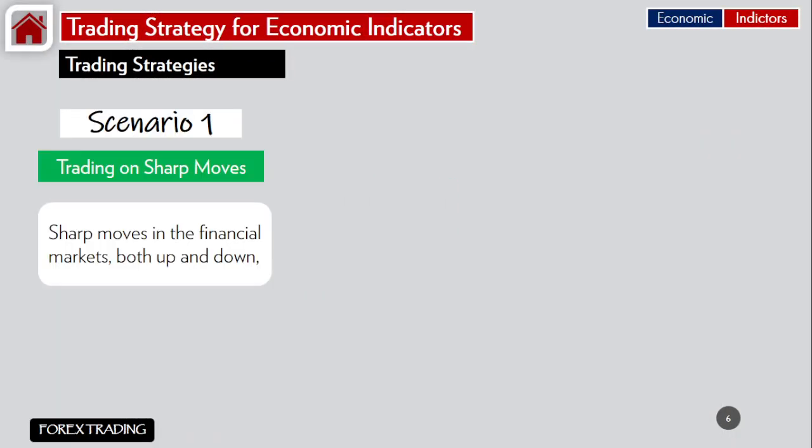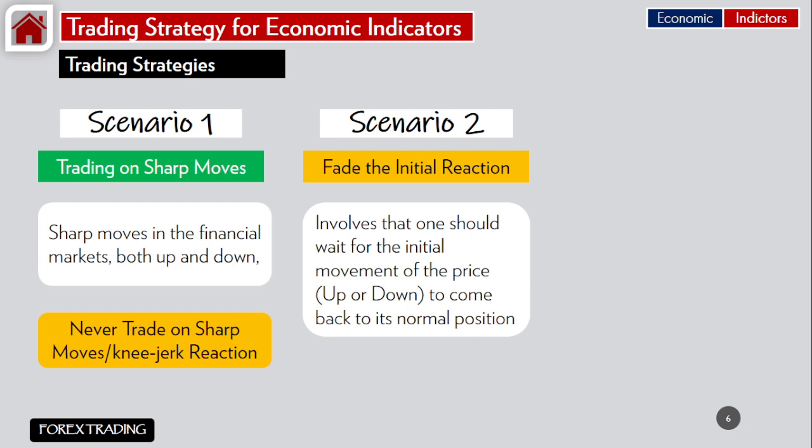Okay, so what could be the possible trading strategies? Scenario one, trading on sharp moves. When sharp moves happen in the financial markets, both up and down, you never trade on sharp moves. We also call it a knee-jerk reaction. So try to avoid, and definitely avoid, trading on sharp moves. We will see in the next slide what that means. Scenario two, fade the initial reaction. When there is a sharp move, fading the initial reaction involves waiting for the initial movement of the price, up or down, to come back to its normal position.